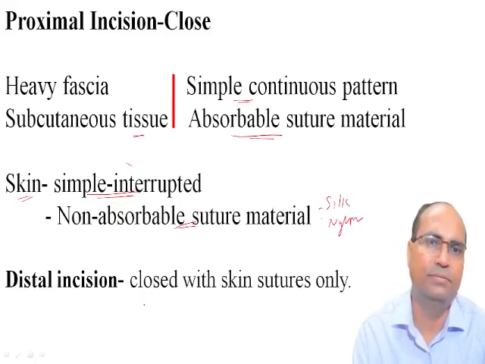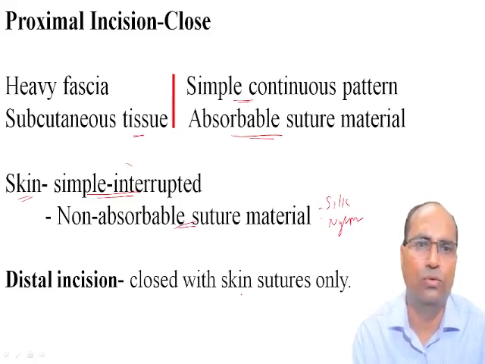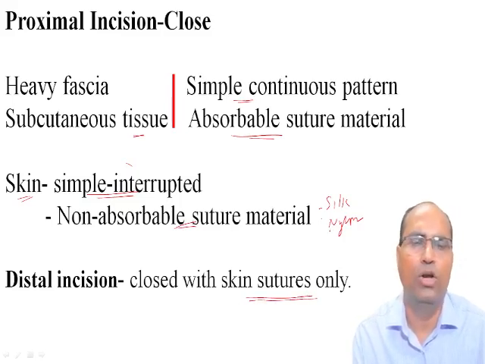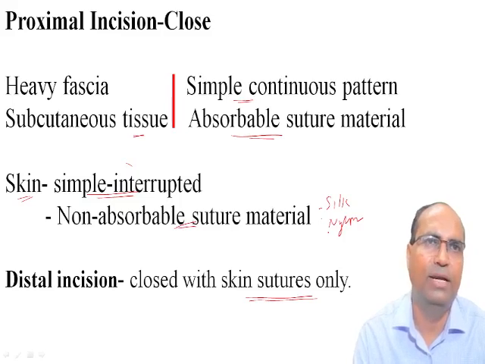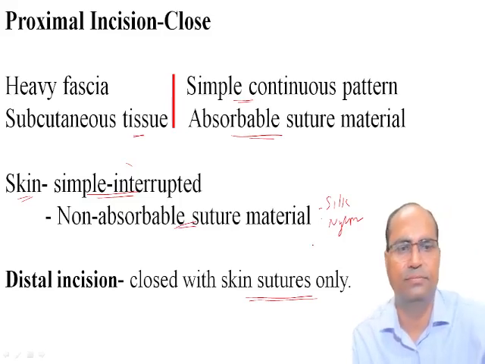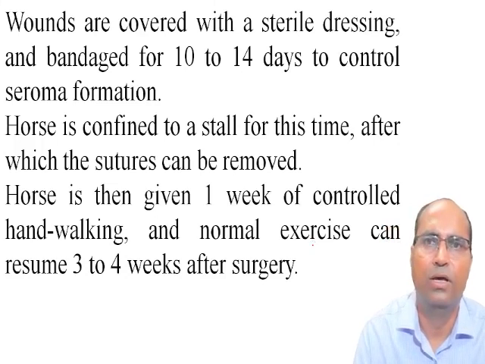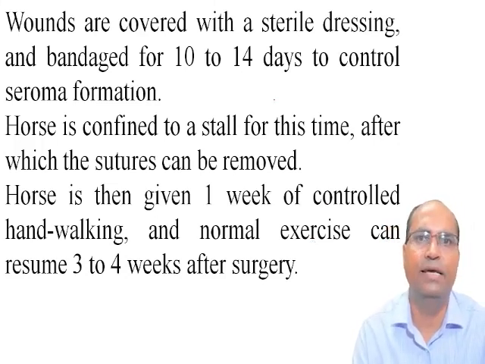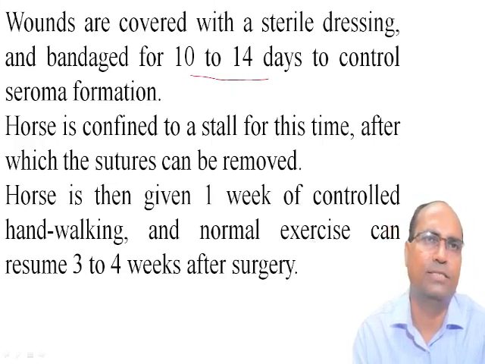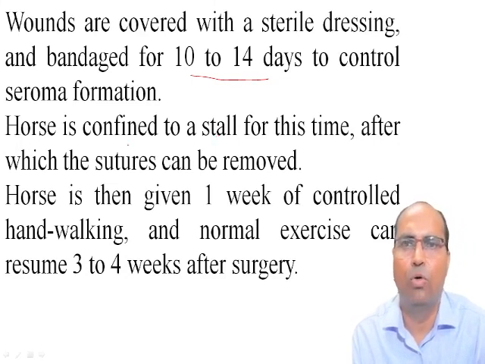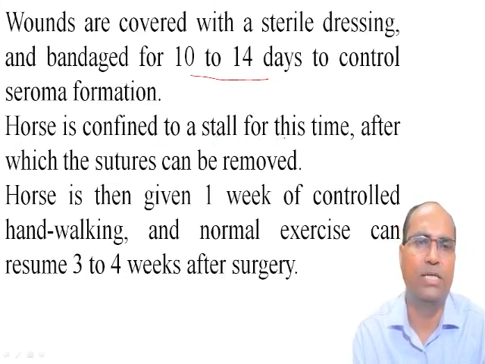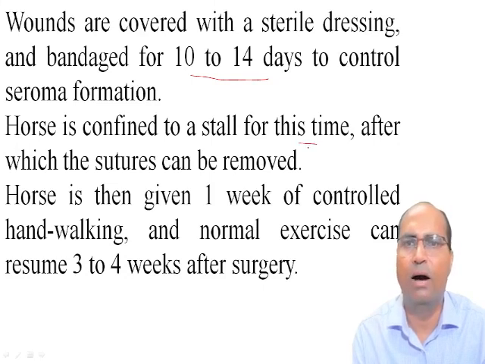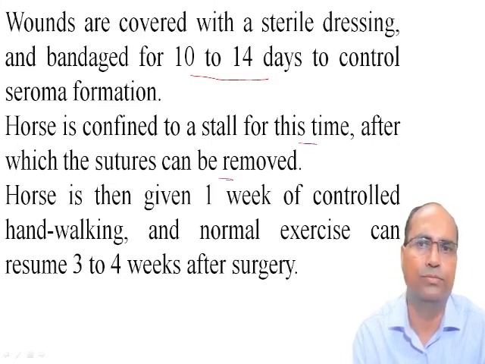The distal incision is closed with skin suture only, using non-absorbable suture materials in a simple interrupted pattern. Wounds are covered with sterile dressing and bandage for 10 to 14 days to control seroma formation. The horse is confined to stall for this time, after which the sutures can be removed.